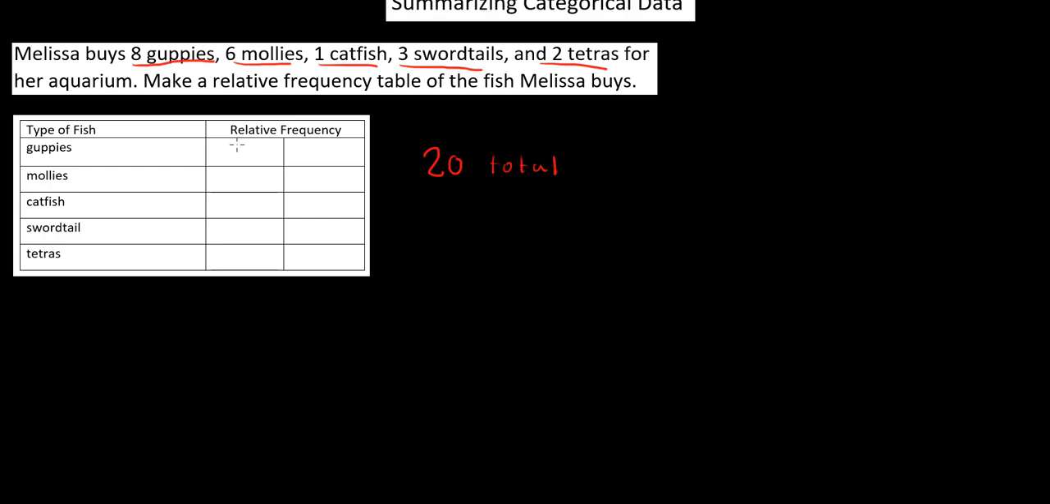Okay? Now, since it's out of 20, how many guppies do I have? I have 8 out of 20 guppies. How many mollies do I have? I have 6 out of 20 mollies. How many catfish? I have 1 out of 20 catfish. How many swordtails? 3 out of 20. And then how many tetras? I have 2 out of 20 tetras.